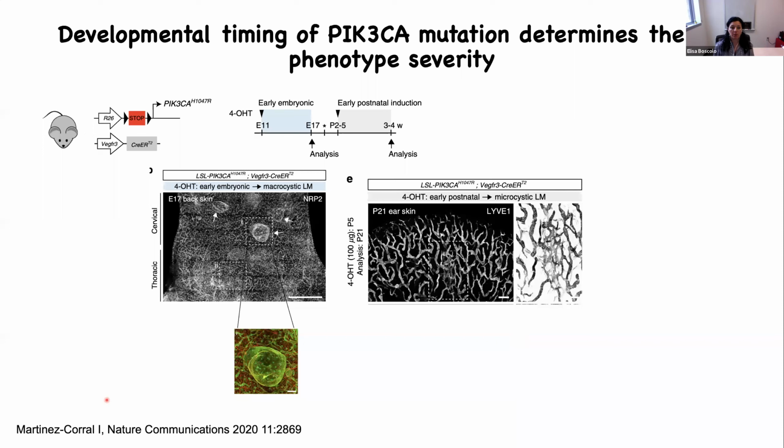And this publication from Taija Mäkinen has very elegantly shown that if you overexpress the PIK3CA mutant allele driven in VEGF receptor 3 expressing cells, in lymphatic endothelial cells, and you induce expression of this mutation at 2 different time points, first during early embryonic development, E11, or after birth at P2, you get a completely different phenotype. So when you do early tamoxifen induction, you obtain macrocystic lymphatic malformation. And when you do it later, there is formation of microcystic.